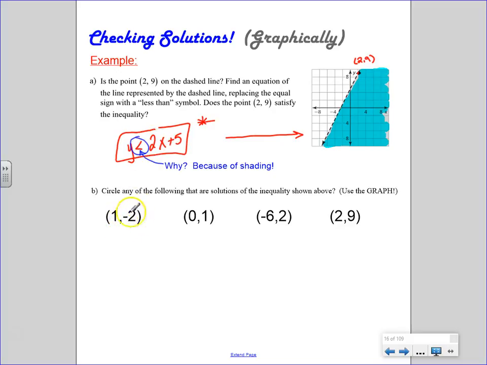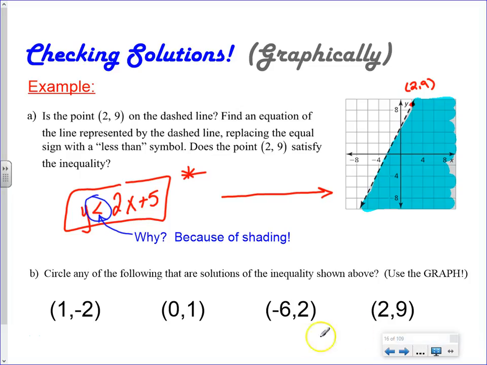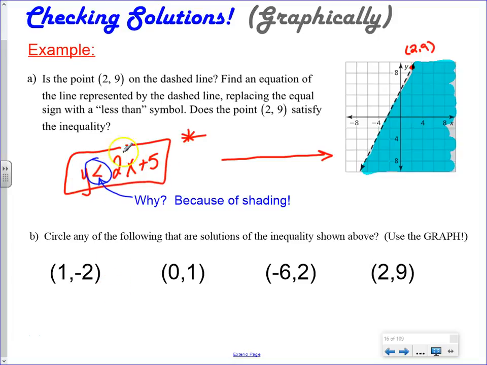So you guys are basically doing what you did in the warm-up, plugging in each of these, true or false. Then you're going to look at the graph and say, was I right? Am I having the solutions being in the right place? Let me go ahead and zoom in, because it's kind of zoomed out right now. So, take the point 1, negative 2. Plug it in, plug it in.